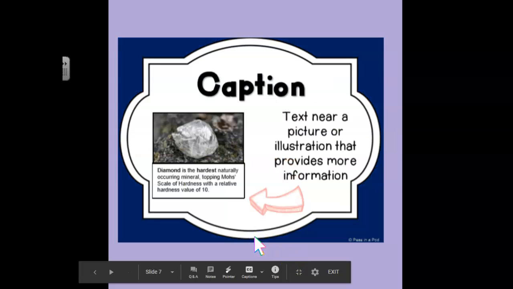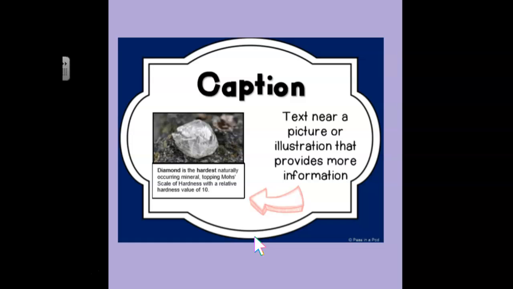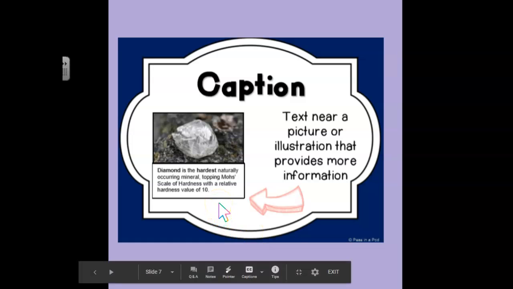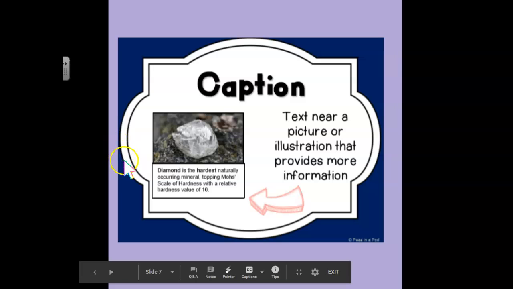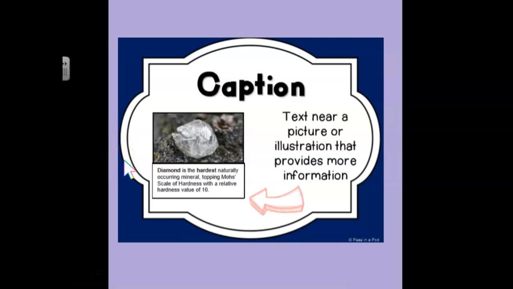All right, captions. Captions will be found near a picture or an illustration, and it's going to give you more information about the picture to help you better understand it, give you more facts usually. All right, it can be below it like in this picture. It can be above it or beside it, but it will be somewhere near it to help you better understand what's going on in the photograph or illustration.